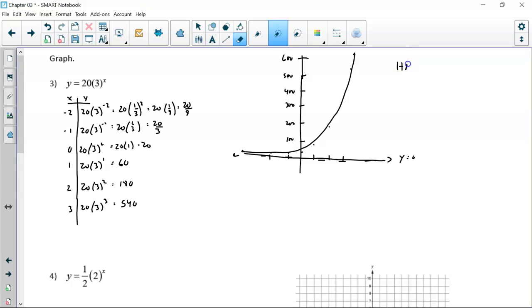That horizontal asymptote, HA, is at y equals 0. The domain, all real numbers. The range, in this case, y is greater than 0. The x-intercept, still none for this. And the y-intercept is now at 0 and 20. We can see that from the table. When x is 0, y is 20.